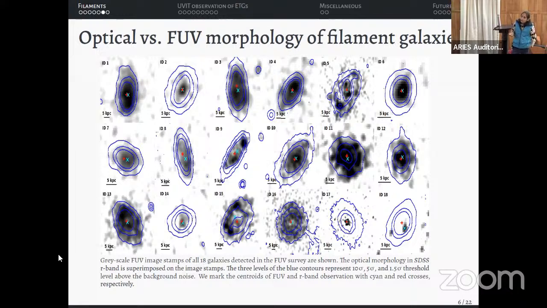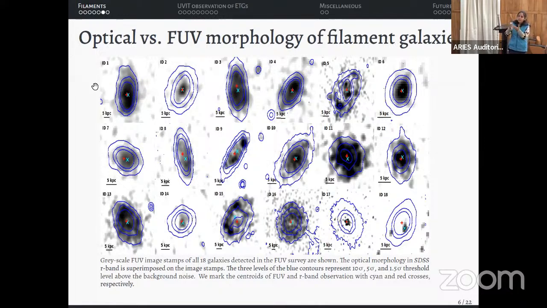Here I compare the optical versus FUV morphology of these filament galaxies. The background gray images are FUV, and optical contours are plotted in blue. The red crosses are the centroid of the optical contour, and the blue is for FUV. Mostly I find that the FUV and optical are aligned, they lie together. There's no difference. That means that in filaments, the environmental quenching processes are not as strong as in clusters.